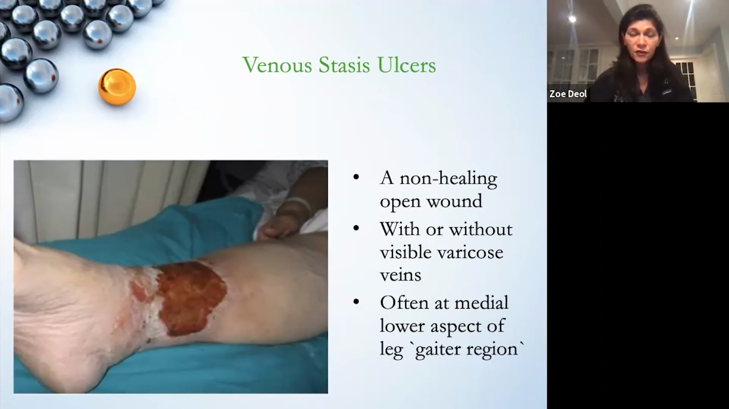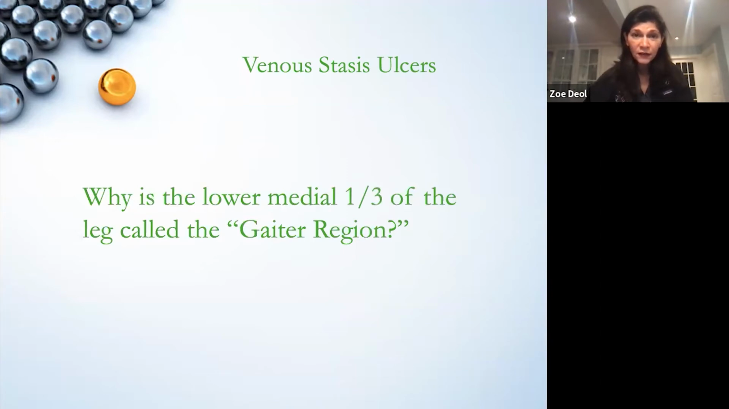Going more in depth into venous ulcers, the most common location for a venous ulcer is in the gator region, down by the medial ankle bone. Why is it called the gator region? It's the lower medial 1/3 of the leg.